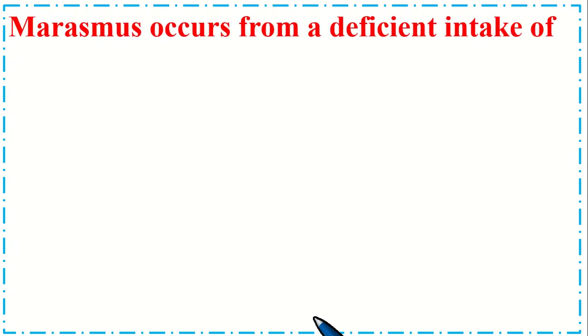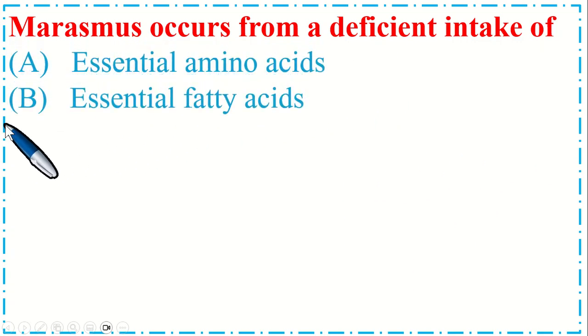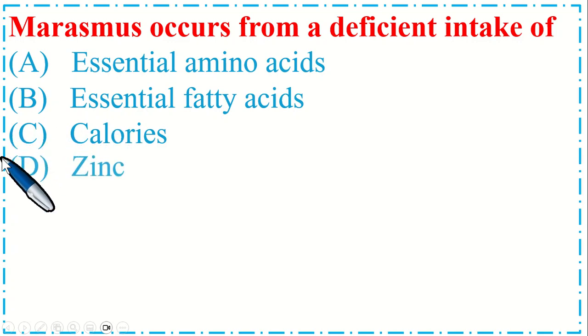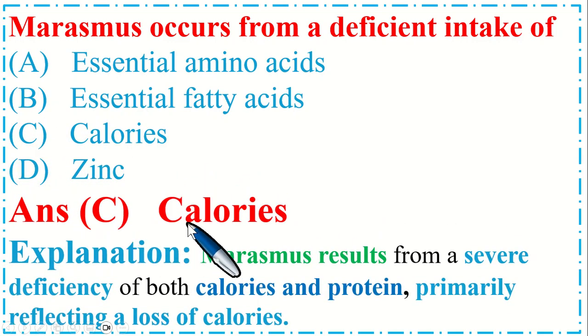So this is a very important MCQ. Marasmus occurs from a deficient intake of option A essential amino acids, B essential fatty acids, C calories, and option D zinc. So the correct option is C calories. Marasmus results from severe deficiency of both calories and proteins, primarily reflecting a loss of calories.